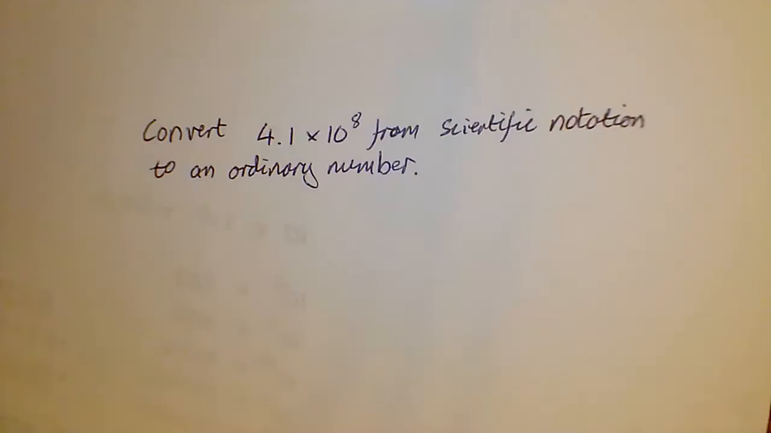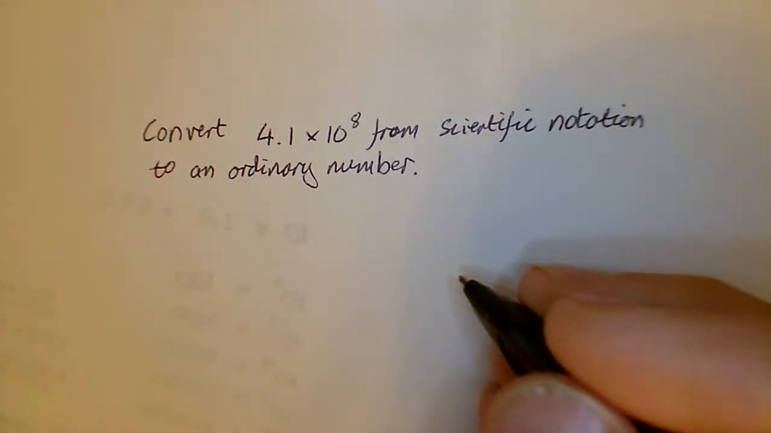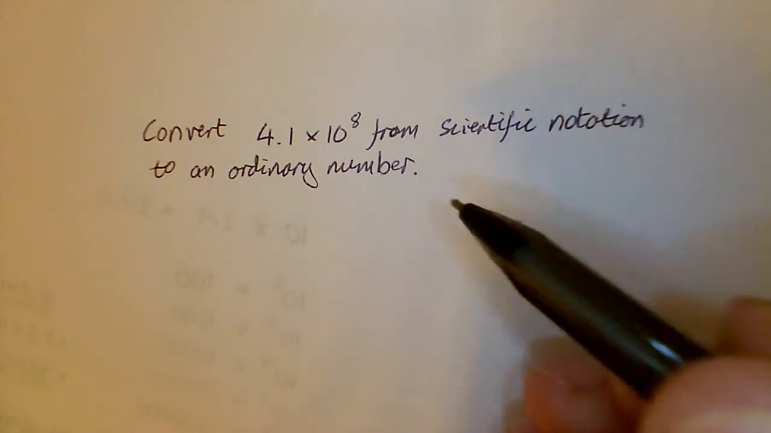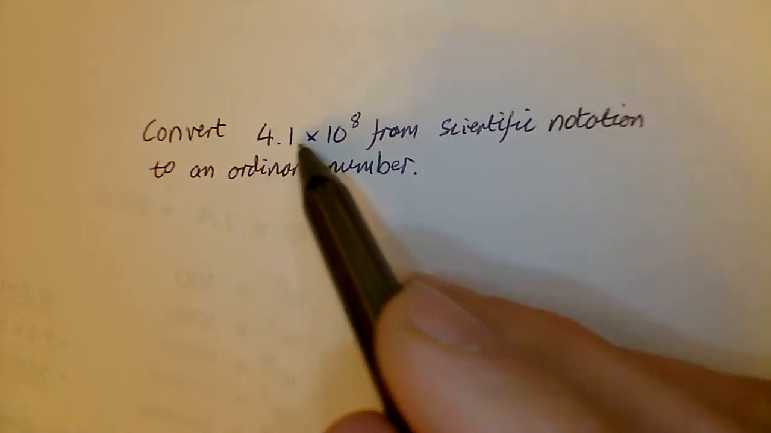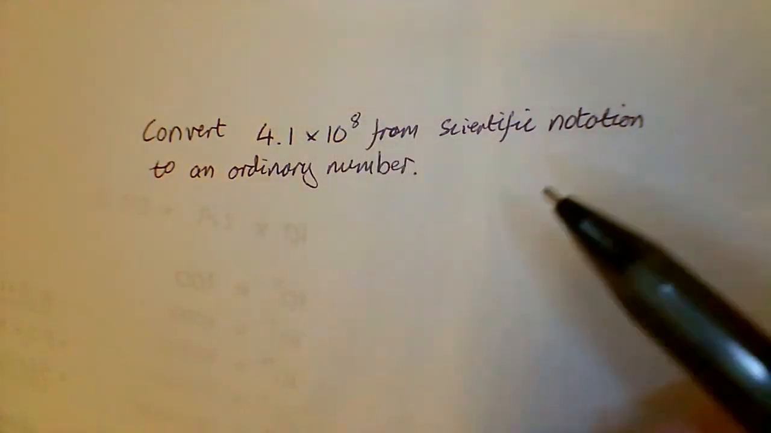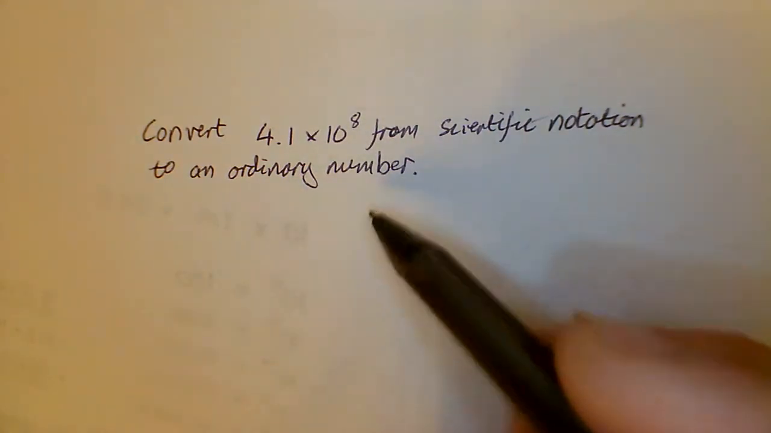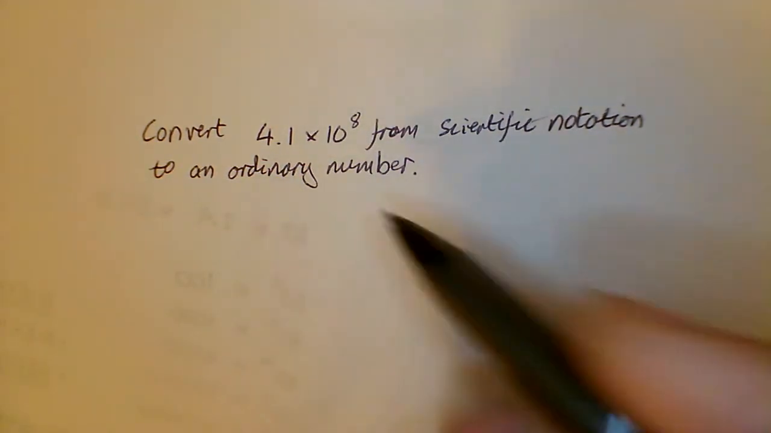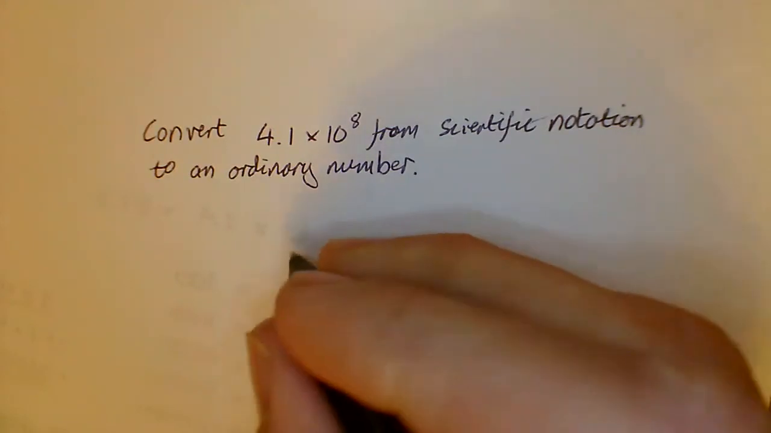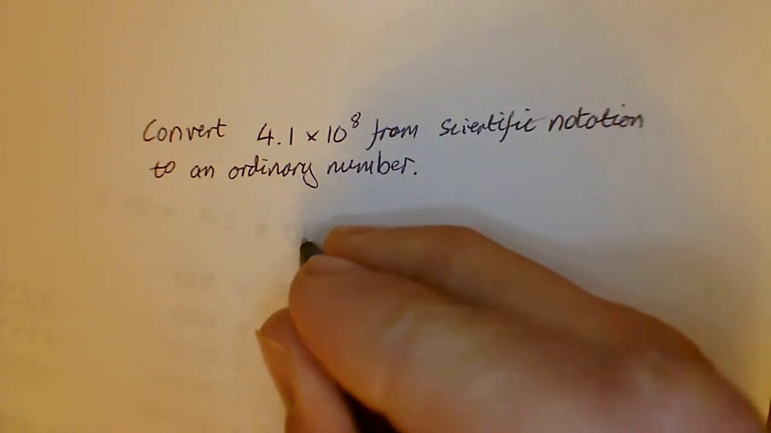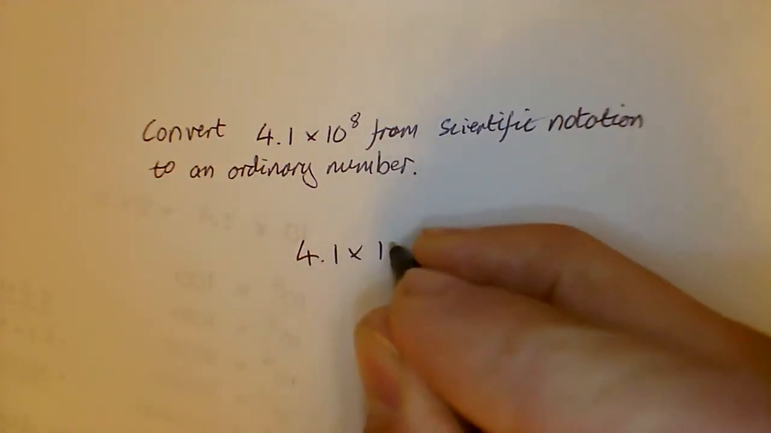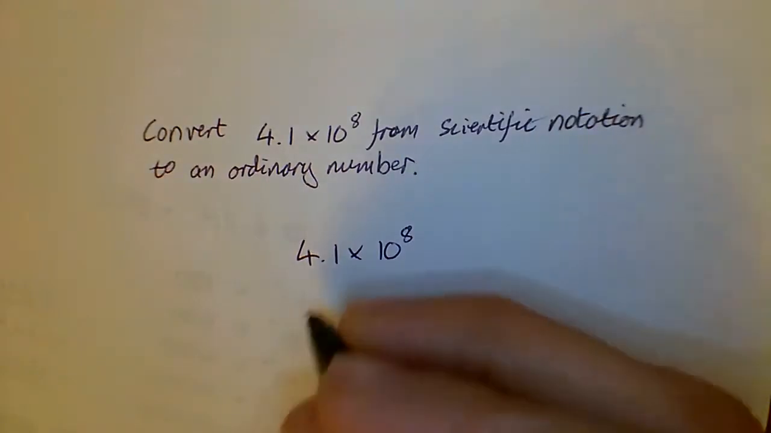Okay, so here's a question that we might need to deal with to start with. The sort of thing we might be asked to do is take 4.1 times 10 to the 8, but write it as an ordinary number. So we have this number, 4.1 times 10 to the 8. Well, what does that mean?